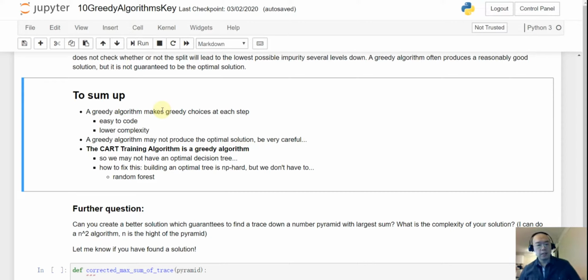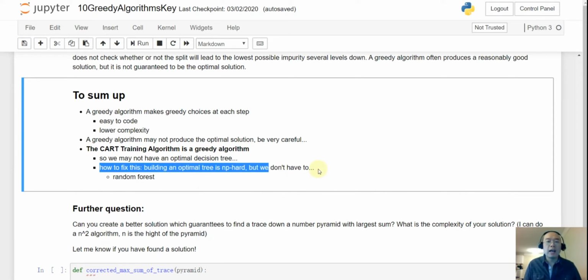So the next part, how do we want to fix that? Building an optimal tree is NP-hard. So what is NP-hard? The short answer is that an NP-hard problem is not going to be solved in polynomial time. So finding an optimal tree is a computationally heavy task. And actually, we don't have to find an optimal decision tree. Why? Because the next topic we are going to cover will be random forest.